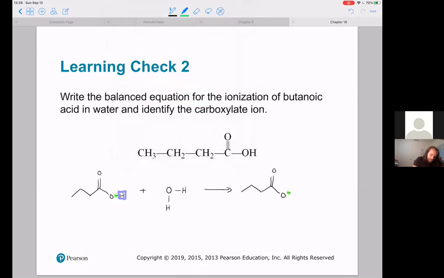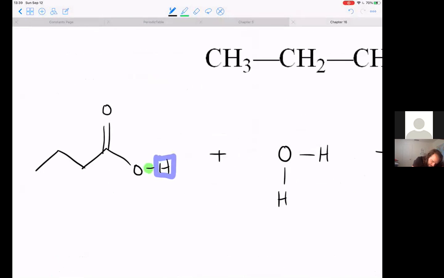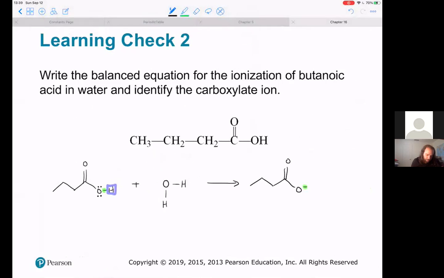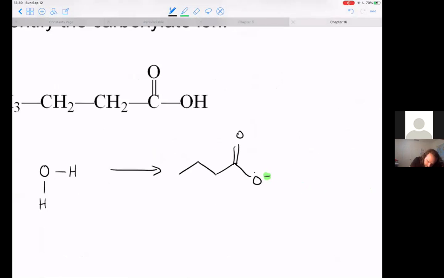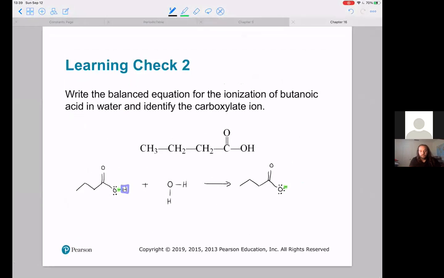A lone pair. If I wanted to draw in all my lone pairs, that might make a little more sense. This oxygen over here has 2 lone pairs and 2 bonds. This oxygen over here now has 3 lone pairs and only 1 bond. Okay, and then the hydronium ion that's formed, we can draw that structure out too to show that that water has now accepted that hydrogen and that positive charge. Okay, so this would be the balanced chemical equation for the acid-base reaction of a carboxylic acid with water.